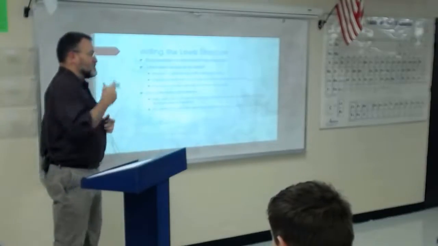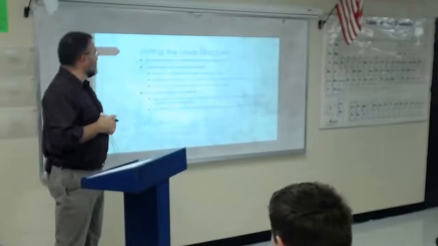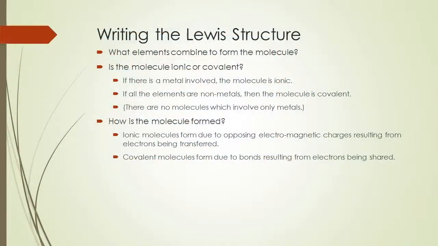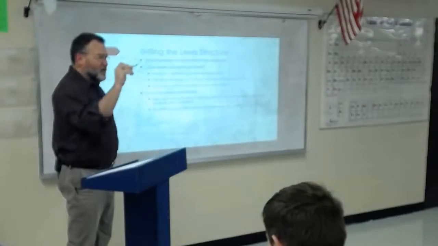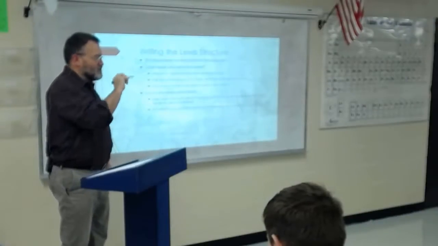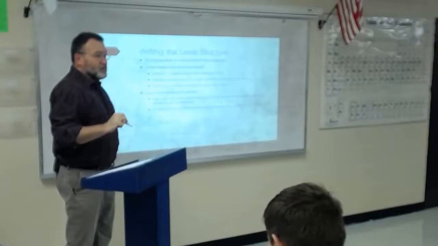Had you answered this question, many of you would have done it differently. What elements combine to form the molecule sodium chloride? Sodium and chlorine, right? Second, is the molecule ionic or covalent? How do I know? Well, if there's a metal involved, the molecule's ionic. Sodium is a metal, right? So it's ionic. So there are no covalent bonds. There are no lines drawn in a sodium chloride molecule.